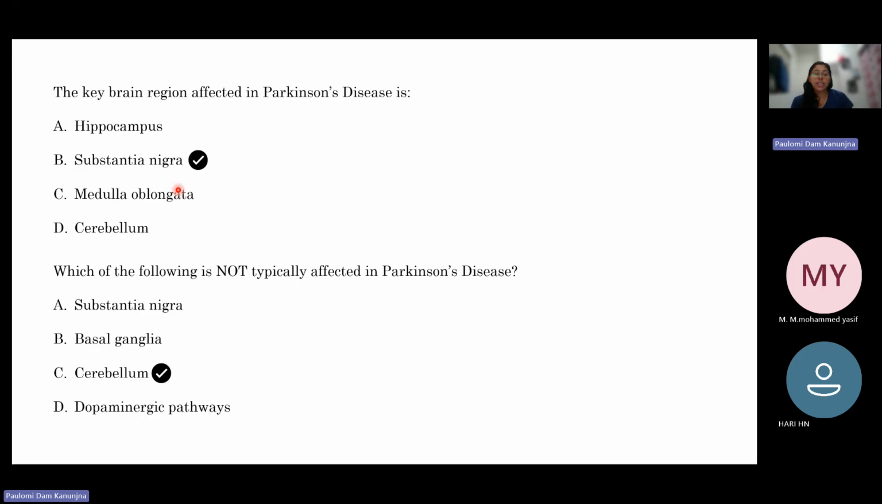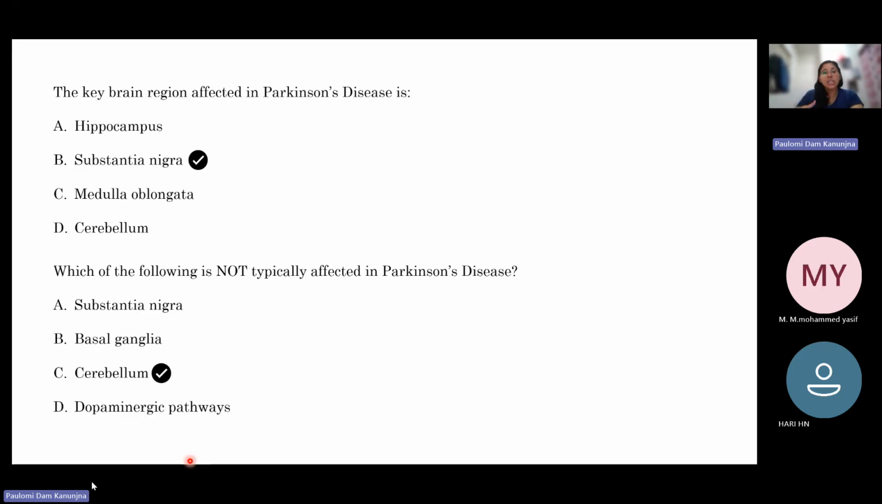Along with substantia nigra, you have the basal ganglia and dopaminergic pathways, which are affected in Parkinson's. Because in Parkinson's, the relevant neurotransmitter is dopamine. In Alzheimer's, the relevant neurotransmitter is acetylcholine. This is also how you can differentiate, right? What does not get affected is the cerebellum. Because the cerebellum is not something that gets affected in Parkinson's.